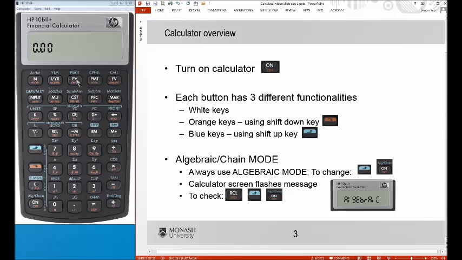We also have the orange functions, which sit below the white keys, and blue functions which sit on top of the white keys. They are the secondary functions of the calculator, and to reach them, you need to use the shift keys. We have the shift up blue key and the shift down orange key.